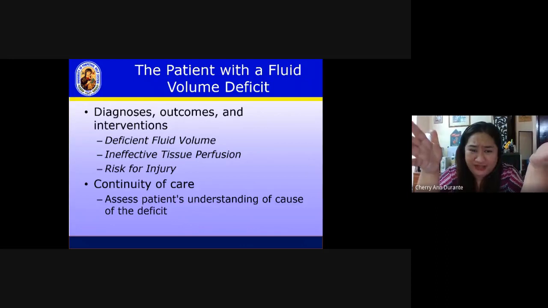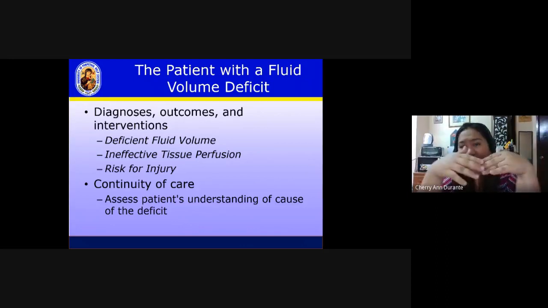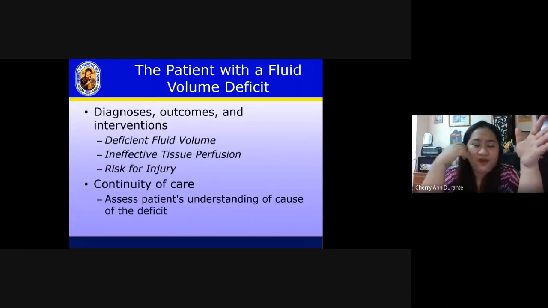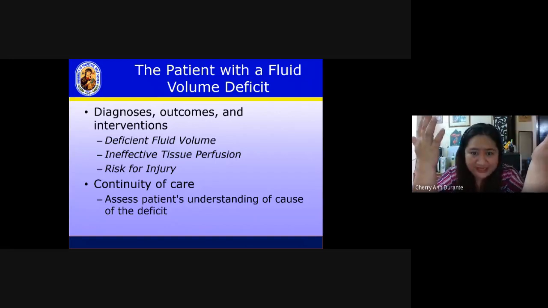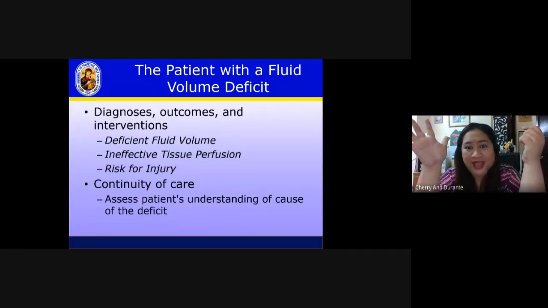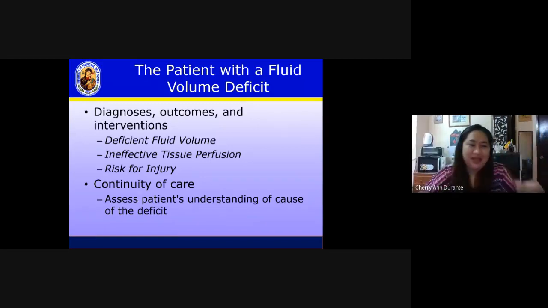Risk for injury. Ma'am, bakit may risk for injury? If you have decreased fluid volume, that is a problem. So, do you have a risk for injury? Kasi pwedeng makulangan ng oxygenated blood ang mapupunta sa mga major organs. So, you have the risk. Okay, continuity of care means assess patient's understanding of the cause of the deficit. So, you have to educate your patient. Okay, so that is fluid volume deficit.